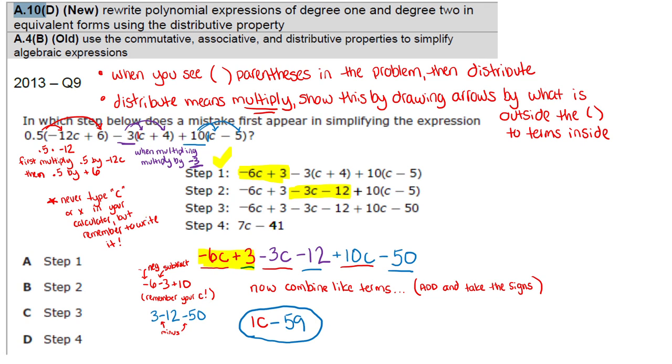In step 2, they have negative 3c minus 12. I also have that. So step 2 is right. Step 3, we have plus 10c minus 50. That's what I have, so step 3 is right. Now step 4, we don't have what they have. They have 7c minus 41. That means they made a mistake when they combined like terms. So step 4 is the answer that was done incorrectly.